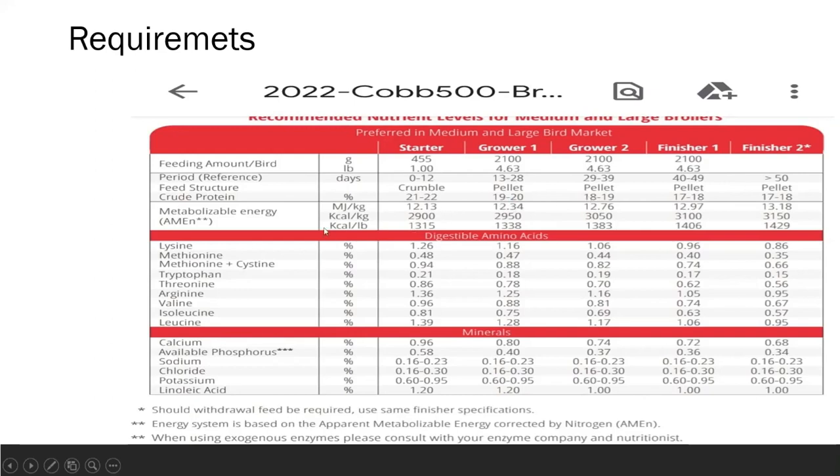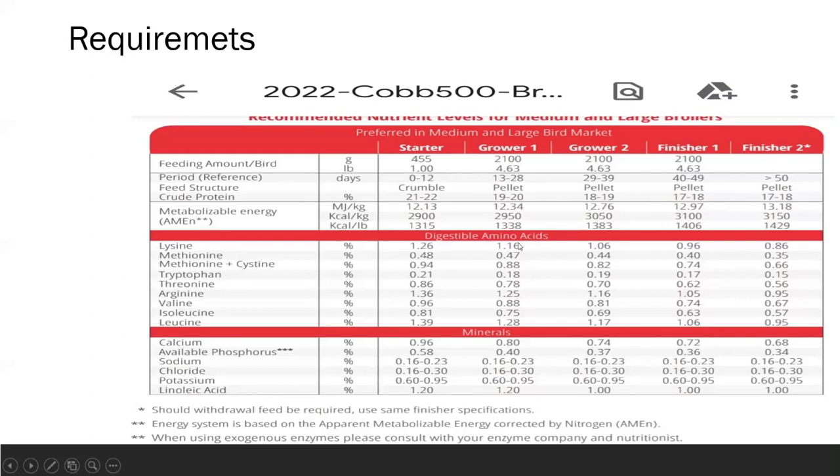And for metabolic energy, I generally consider kcal per kg; I design the feed according to kcal per kg. So it's 2900, 2950, 3050, consecutively. And then there is lysine, with total lysine and digestible lysine. When you get into the matrices of the raw materials and the manual's requirements of the birds, there are total amino acids and digestible amino acids. Mostly nowadays feeds are formulated on the basis of digestible amino acids. So the digestible amino acid is 1.26 and 1.16.